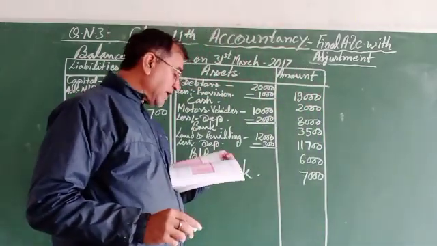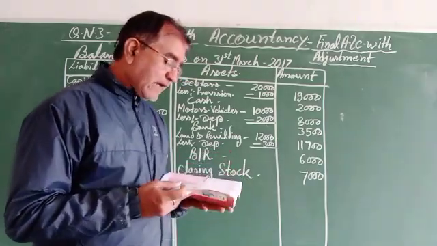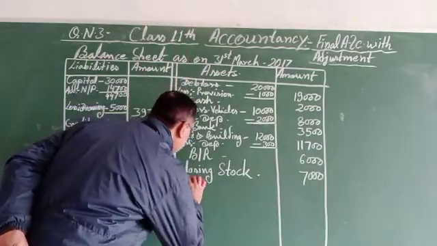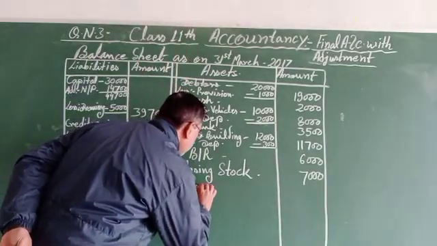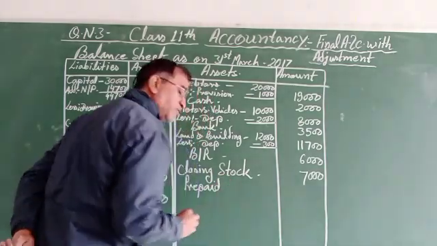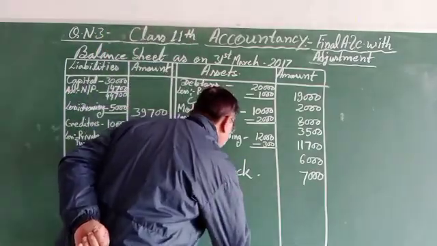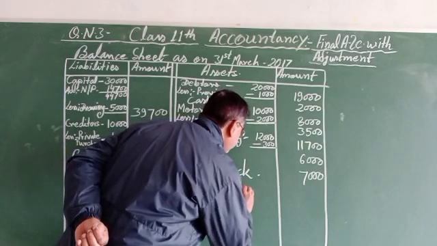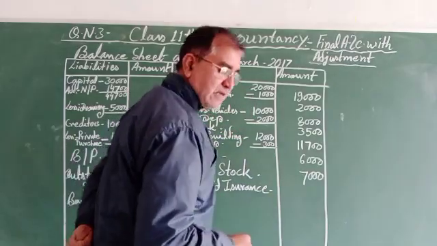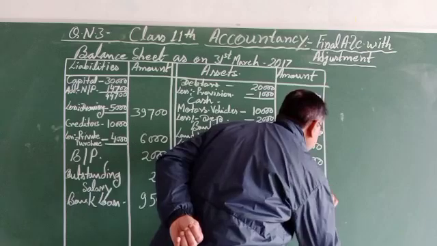7,000. Other information, prepaid insurance. So we can write over here prepaid insurance. The benefit will be taken in future. That's why it will also become an asset. Prepaid insurance, that is 200.